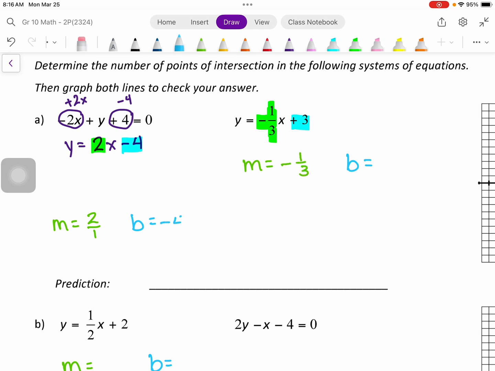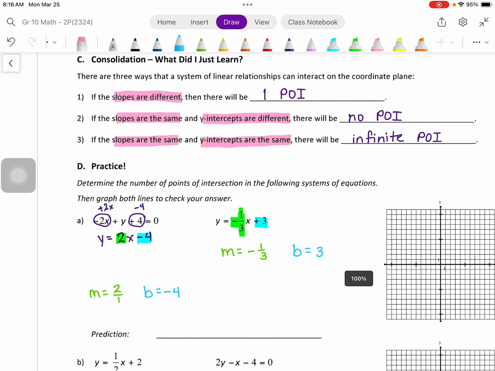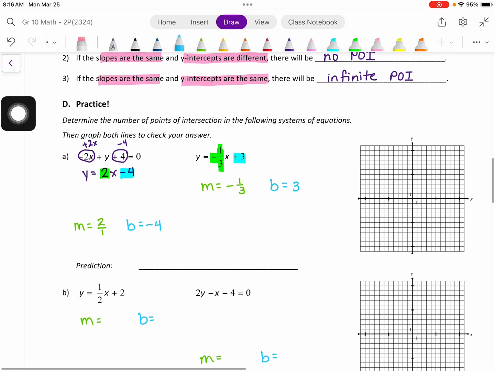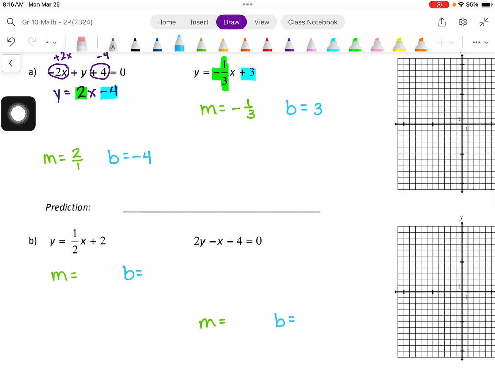And then negative 4 and positive 3. So from here, both slopes and y-intercepts are different. So what happens at that point? We have one point of intersection. So this is what we are predicting. Since m and b are different, we predict that there is going to be one solution or one point of intersection.